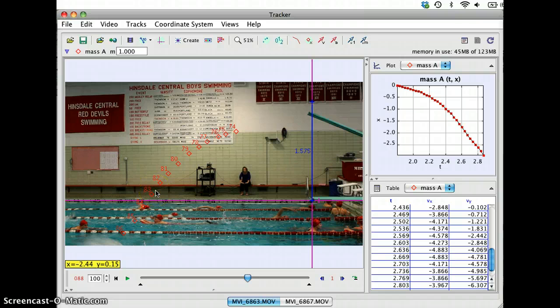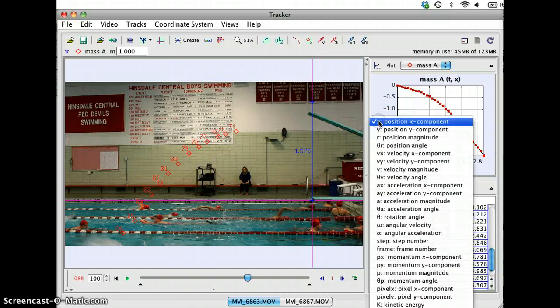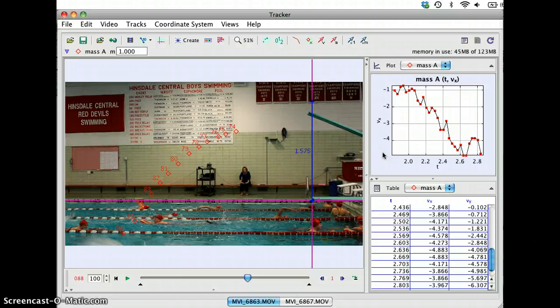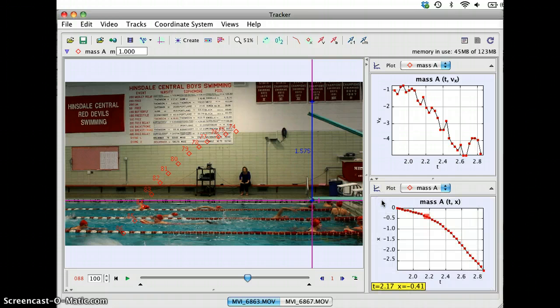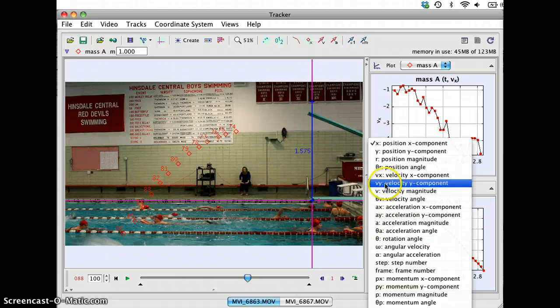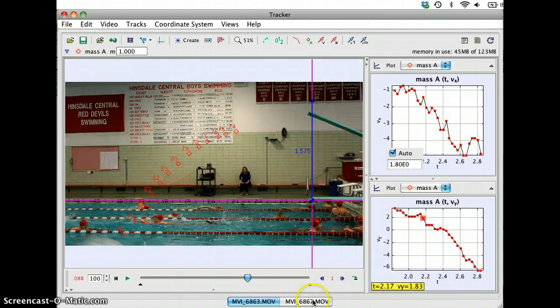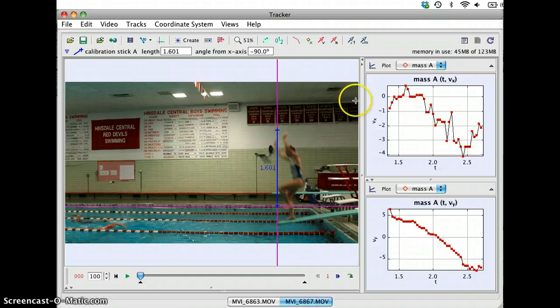to do our calculations. We next changed the top graph to a Vx graph by clicking on the X on the left and scrolling down to Vx. We changed the second graph to a Vy graph by first clicking Plot View and then clicking on the X on the left and selecting Vy. We did the same process for the good dive as well.